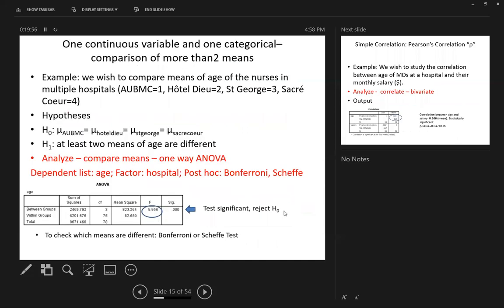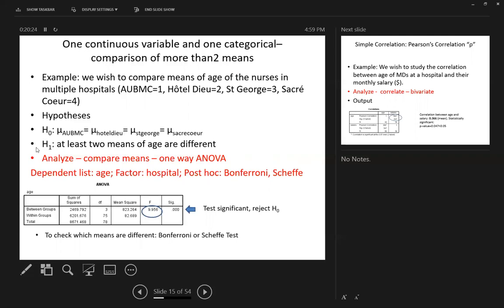Okay, so now in case we have one continuous variable, but the categorical has more than two categories. The example is if we want to compare the mean age of the nurses in multiple hospitals. In the previous slide, we had the age in 2 muhafazat, in 2 governorates. Here we have multiple hospitals: AUBMC, Hotel Dieu, Saint George, and Sacré-Cœur. So therefore, we are comparing 4 means.